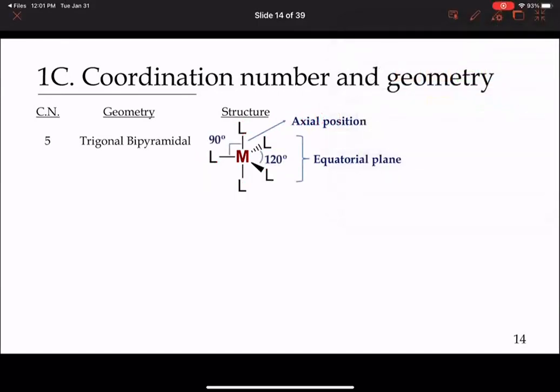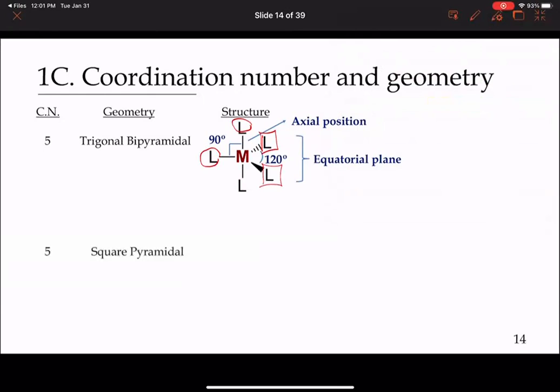What we have, from the perspective of a ligand in the axial position to a ligand in an equatorial plane, is a ligand-metal-ligand bond angle of 90 degrees. If you were to go from a ligand in one axial position to the ligand in the other axial position, that ligand-metal-ligand angle is 180 degrees. Then if you look at ligands that are in the equatorial plane, the ligand-metal-ligand bond angle is 120 degrees.